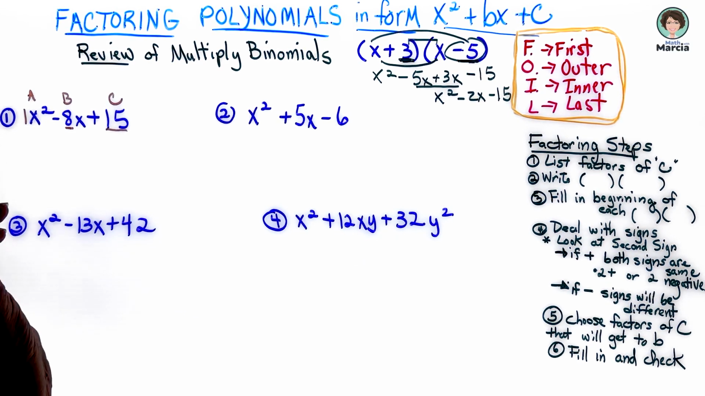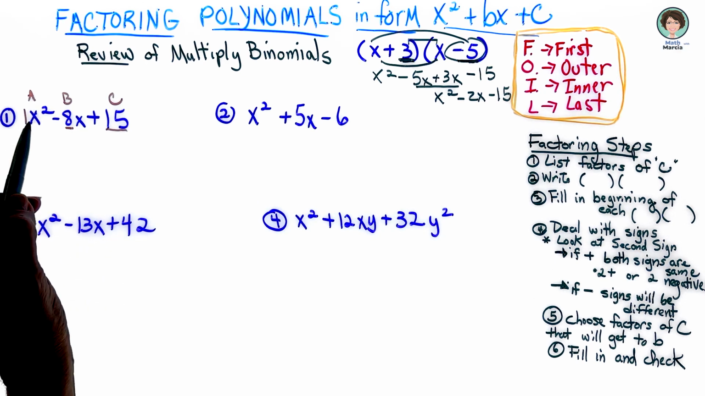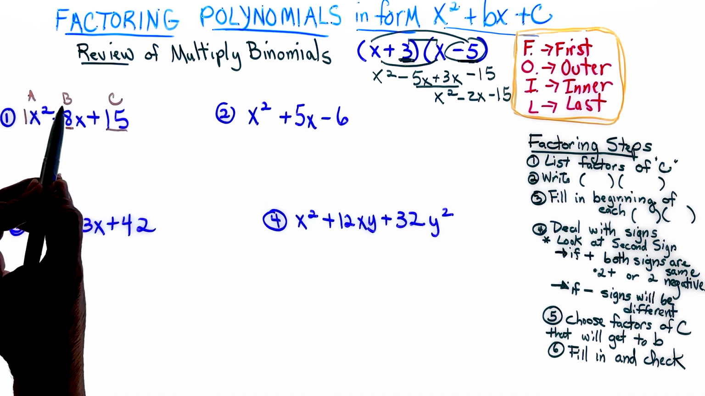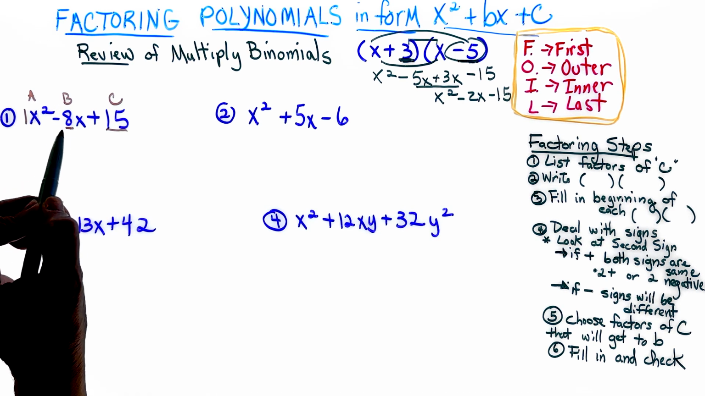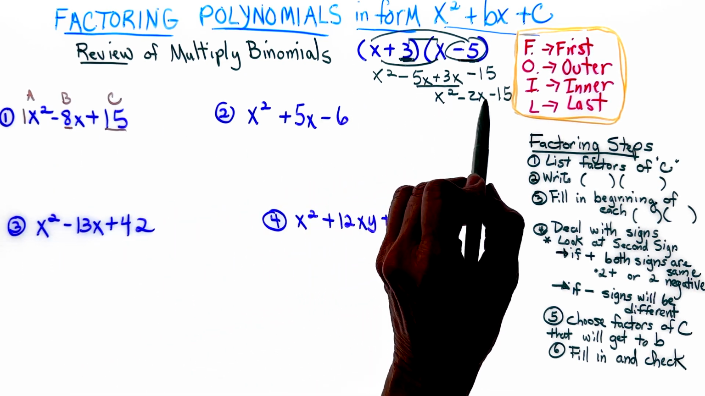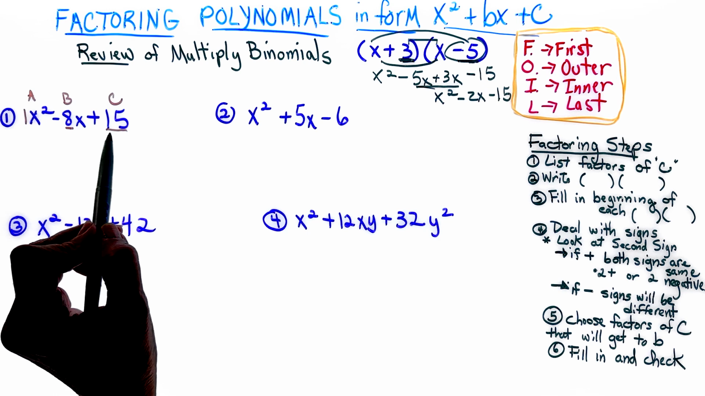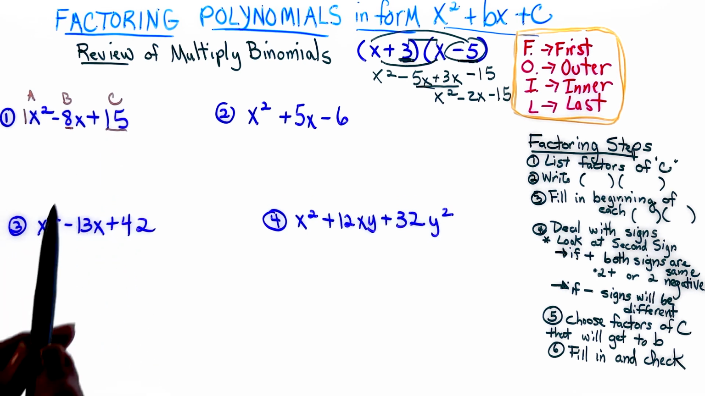So notice for number 1, I've labeled my A is actually a 1. And so therefore we're following these steps. My B is a negative 8. And remember, that's like our middle term here. And C is the number that we have there.